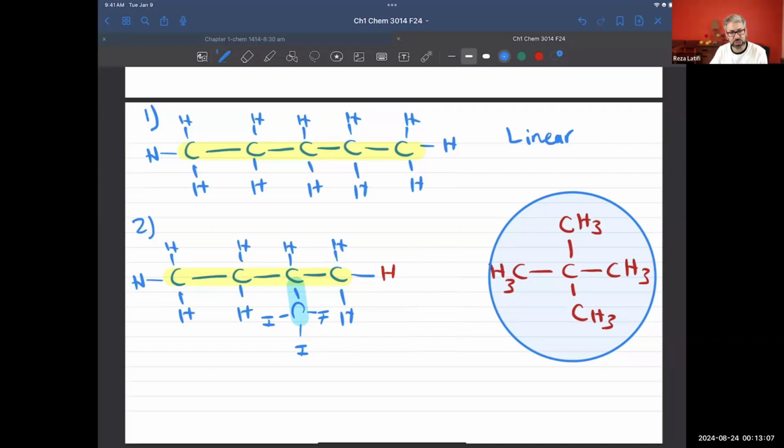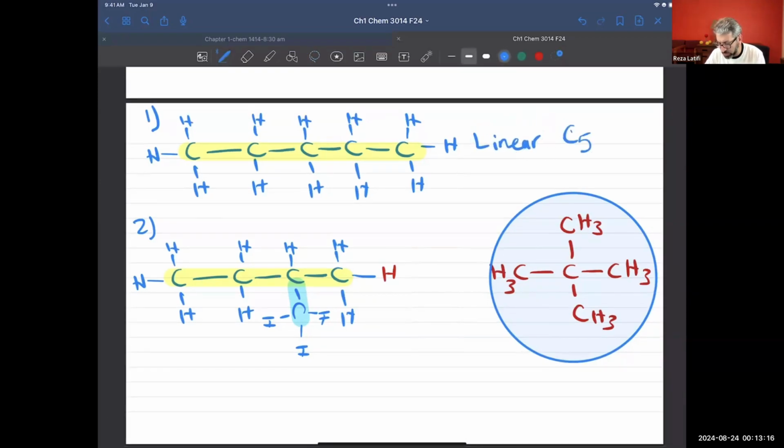Remember, I did not change the formula for all of them. I have this formula, I'm going to write it there. I have C5 for all, and H is going to be 5 multiplied by 2 plus 2, which is 12. So the formula did not change. Because the formula did not change, the molar mass did not change. So should I get the same dispersion forces? The answer is no. Which one has the strongest dispersion force?